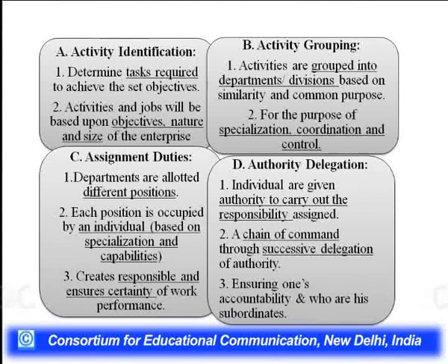The fourth element of organizing is that of authority delegation. It means individuals are given authority to carry out the responsibility assigned, and this takes place through the chain of command, which is the successive delegation of authority, and it also ensures one's accountability and who his subordinates are. So these four elements are referred to while discussing the organizing process. And now we can refer to the important features of organizing.